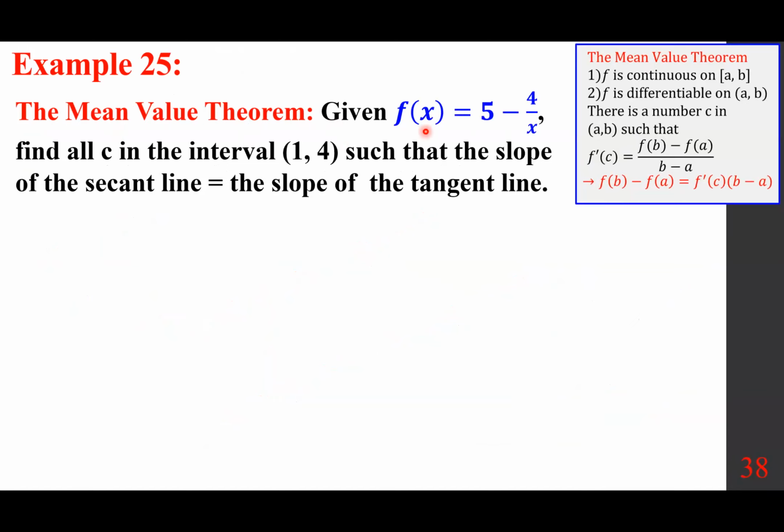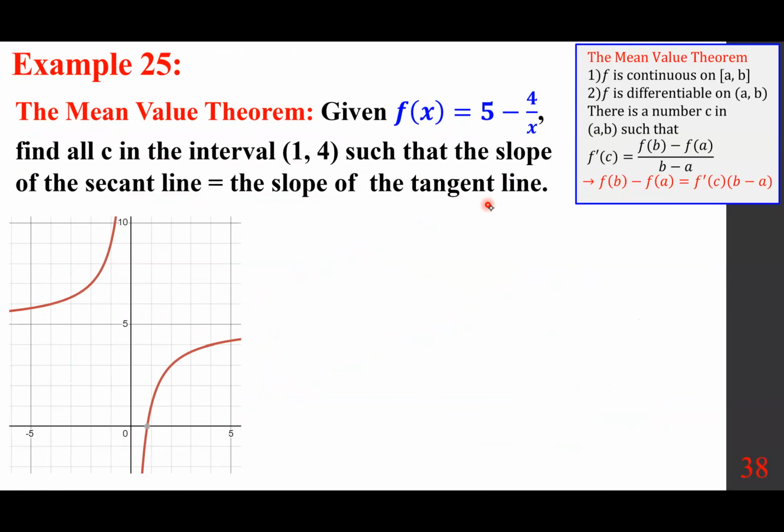The mean value theorem. Given that f of x is 5 minus 4 over x, that's some function, find all c in the interval of 1 to 4 such that the slope of the secant line equals the slope of a tangent line. That's the mean value theorem. So 5 minus 4 over x is a rational function, and you can graph it easily. You can do it by hand or use a calculator. You can discuss the continuity and differentiability by looking at the domain. And I hope you realize x can't be 0. The domain is all real numbers except 0.